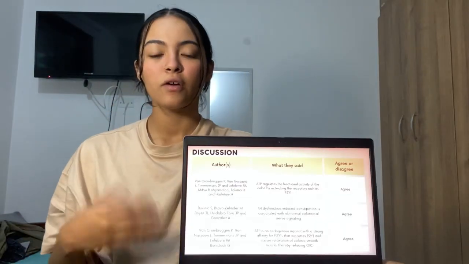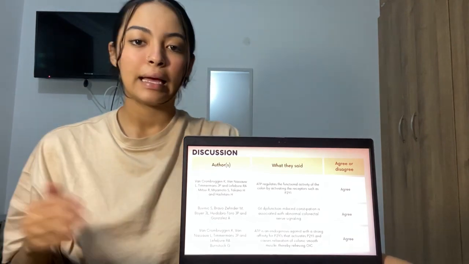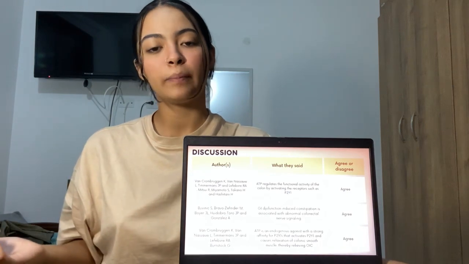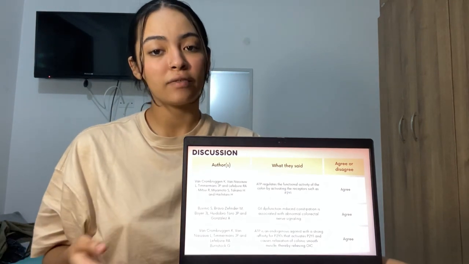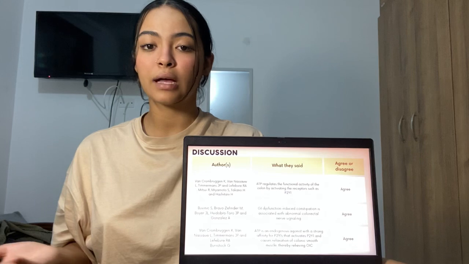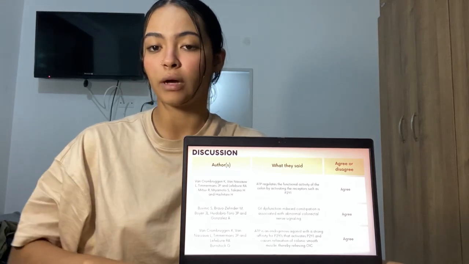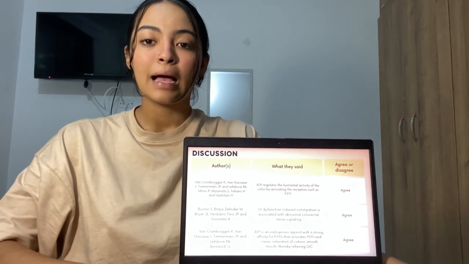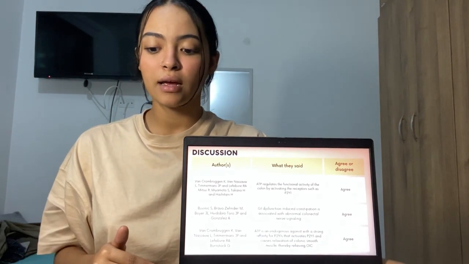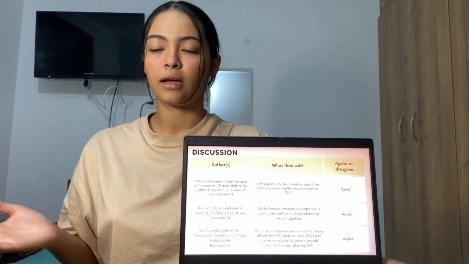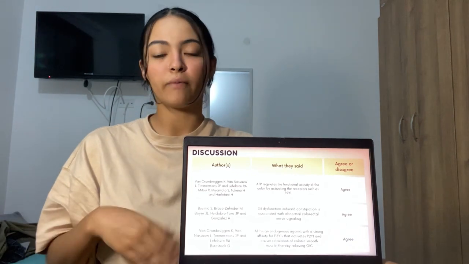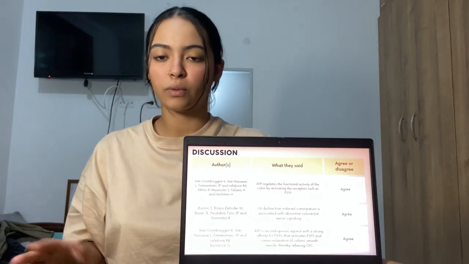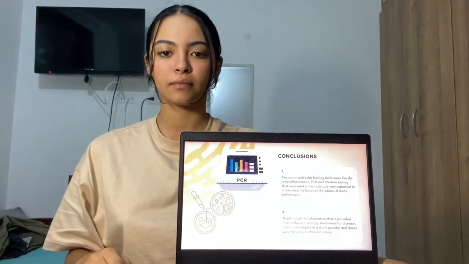For the final statement, we have: ATP is an endogenous agonist with a strong affinity for the P2Y1s that activates these receptors and causes relaxation of the colonic smooth muscle, thereby relieving the opioid-induced constipation. And this is very clear in the article. This is discussed a lot in the article, so this statement also agrees with what the study says.